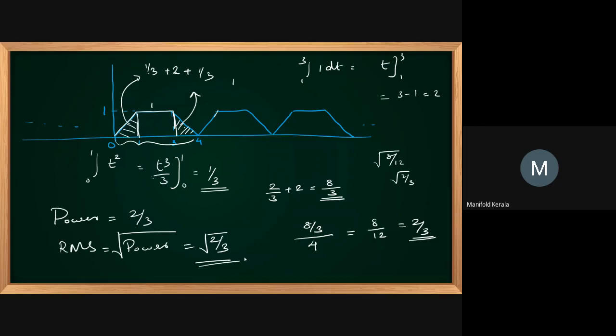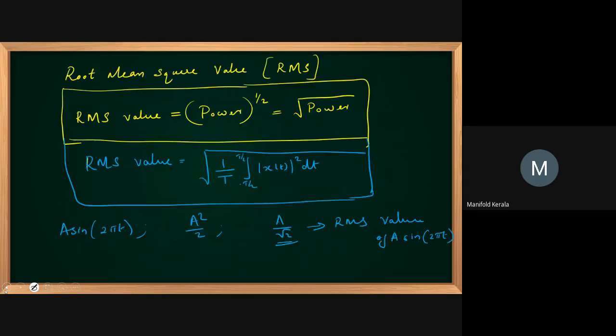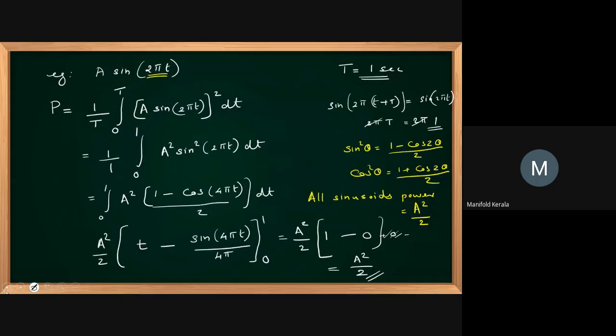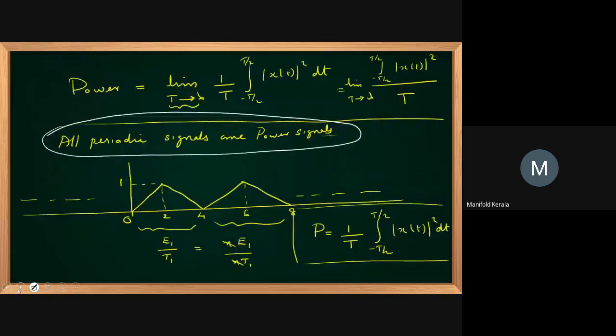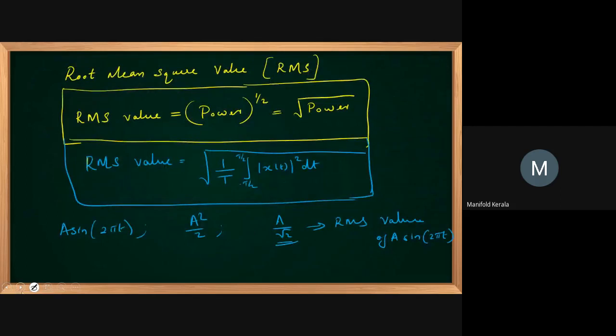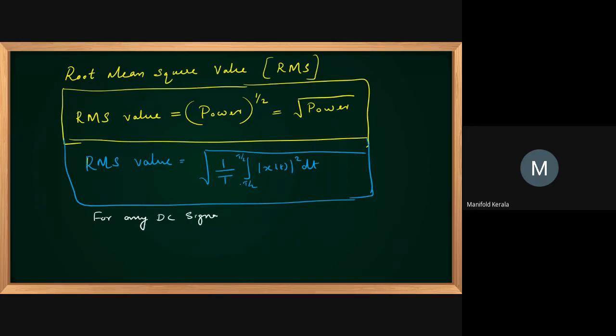Now, some more things about the power of any signal. This is the expression for power. I write down some more points here. Very important, take down this one for any DC signal. For any DC signal, let's say K, DC signal means constant value, power is equal to K square. Power is equal to K square.